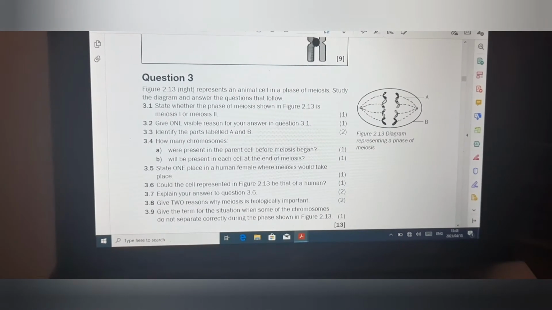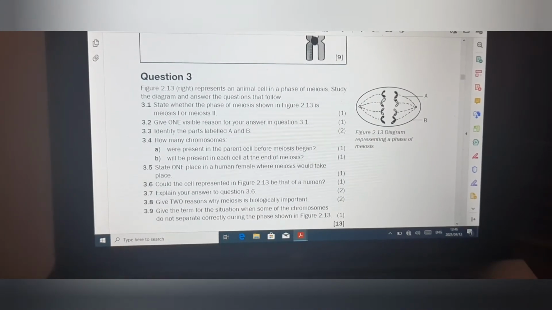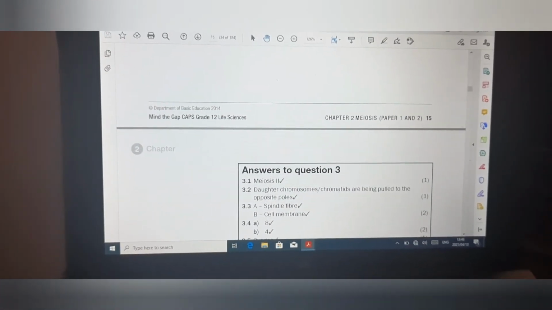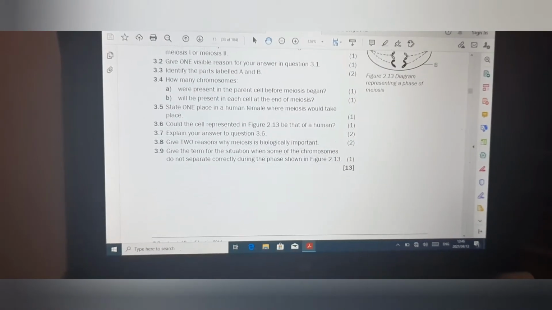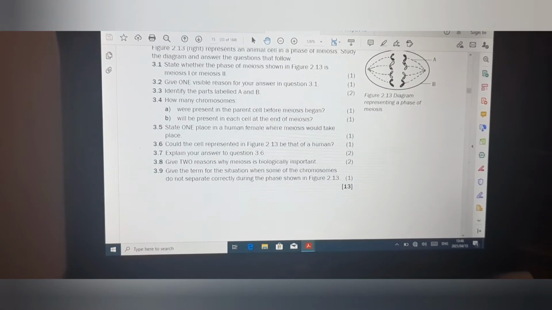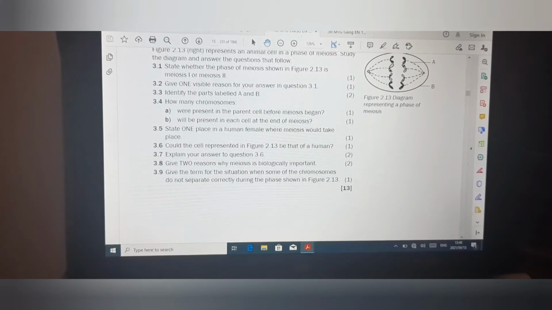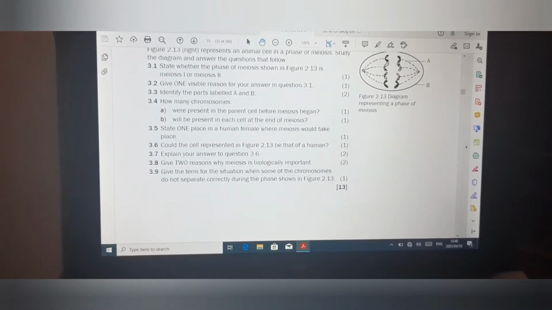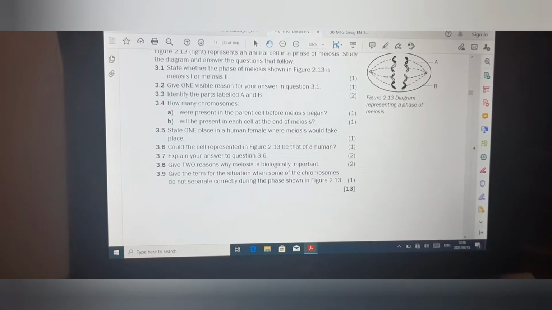State whether the phase of meiosis in this is meiosis 1 or meiosis 2. This is definitely meiosis 2. How do you see that this is meiosis 2? In meiosis 1, entire chromosomes get pulled towards the pole. If it's meiosis 2, it's only chromatids.